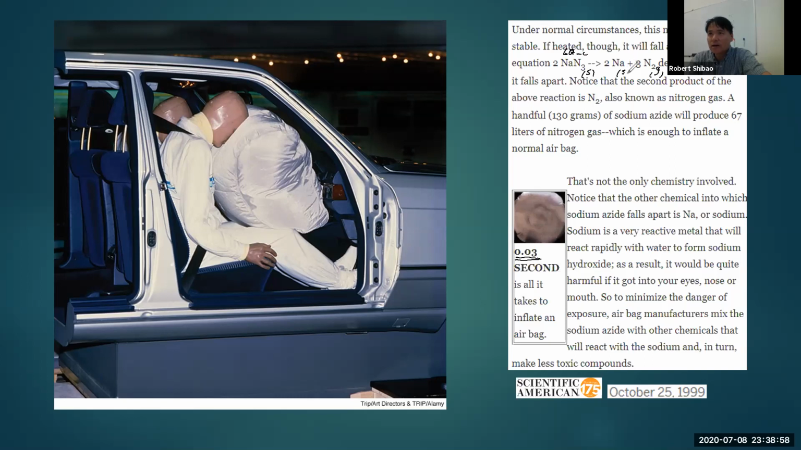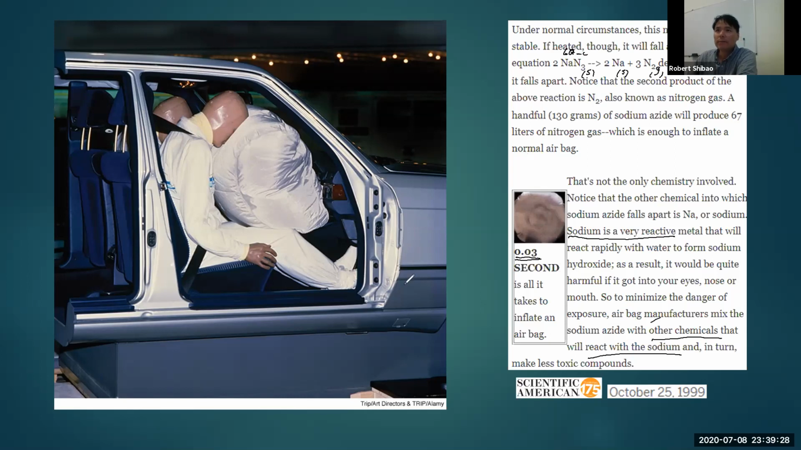Sodium, the element, is not stable. Sodium is very reactive, and it could cause other side reactions which are violent. It's also not good in your eyes, nose, mouth, etc. And so other chemicals are added to react with any sodium. So there's a second reaction that takes place to kill off the sodium here, which is quite reactive.